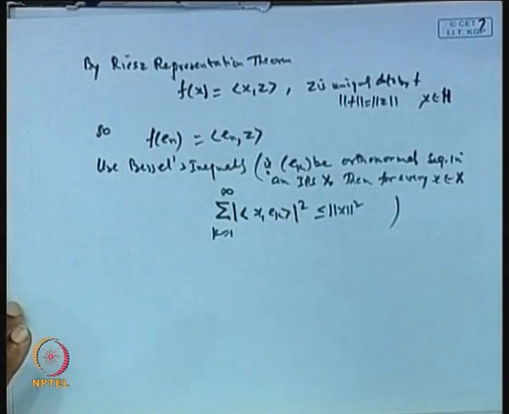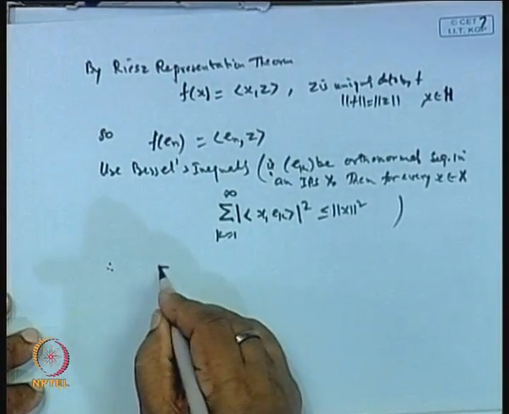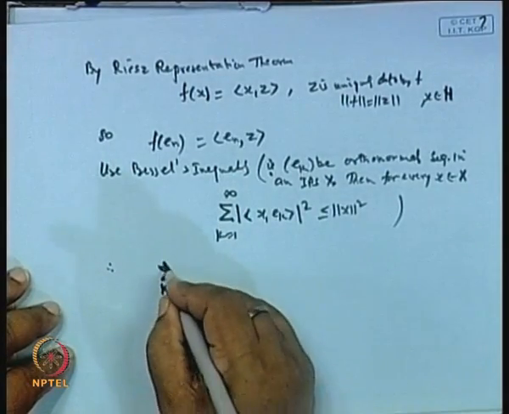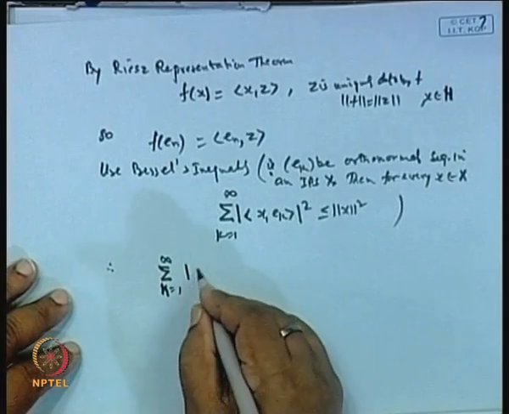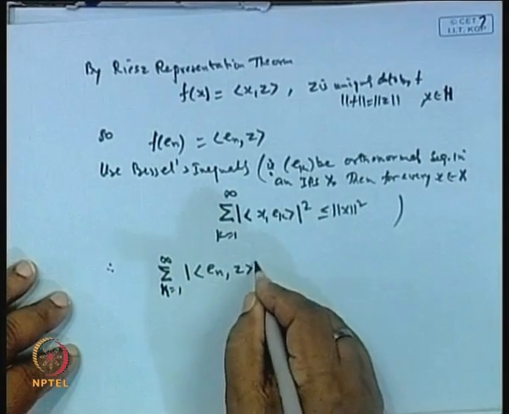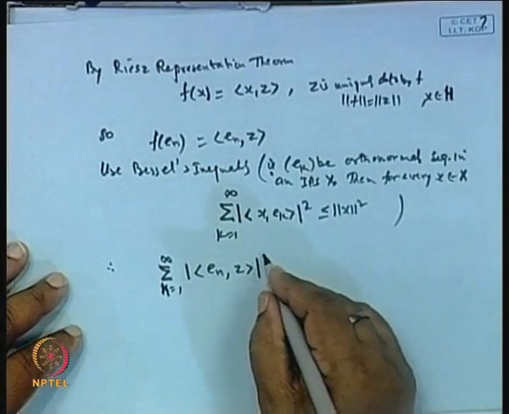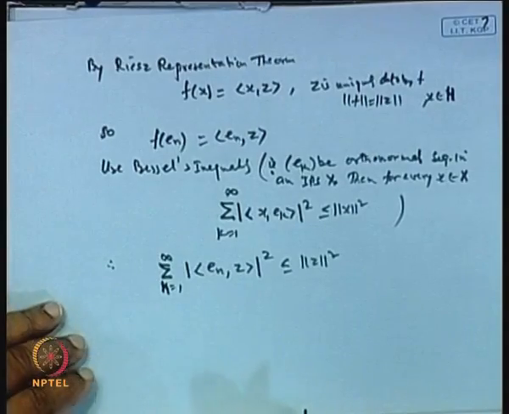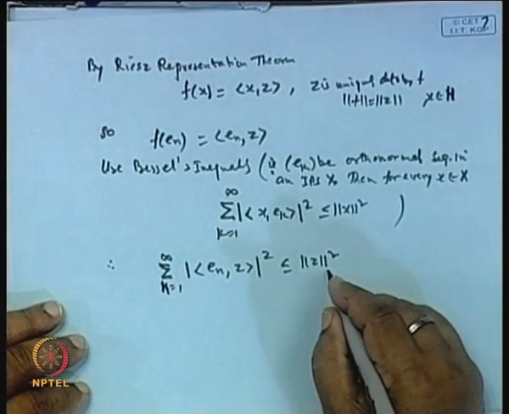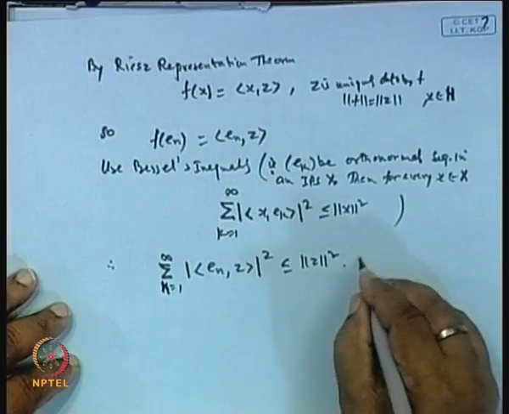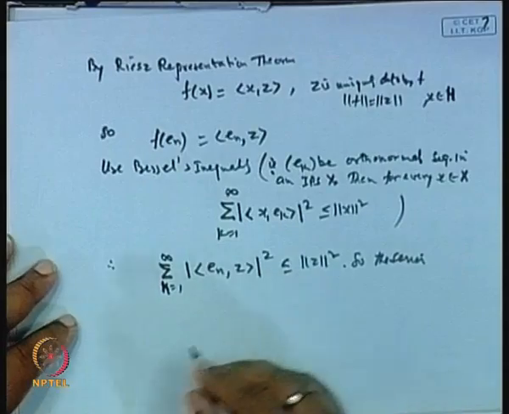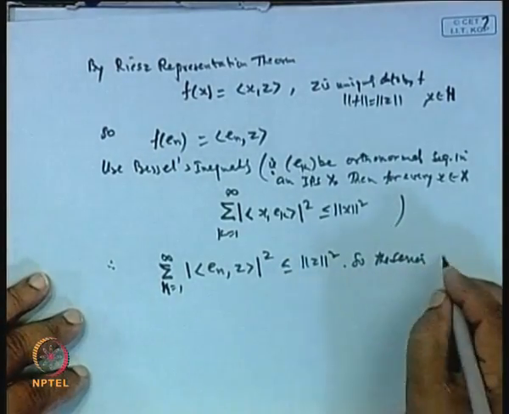So, apply Bessel's inequality here. What we get from there is, therefore, the sum over n equal to 1 to infinity of the modulus of the inner product of e_n and z, whole square, is dominated by the norm of z square. But this is finite, so this series converges. The series converges absolutely, is it not?